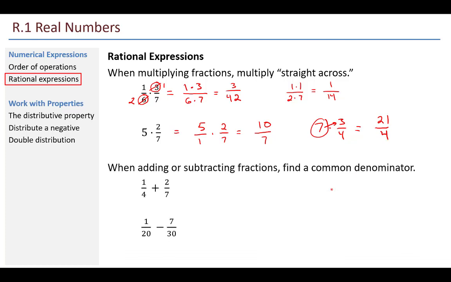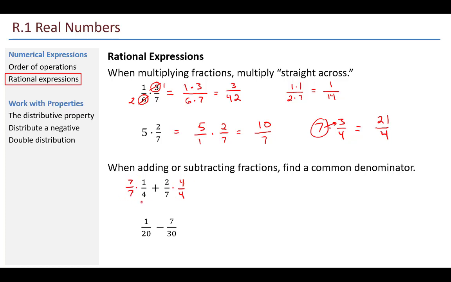Now, when adding or subtracting fractions, we have to find a common denominator. We need to find a denominator that is a multiple of both of those that are given to us. So what is a multiple of 4 and a multiple of 7? A good trick is this fraction that has 4 on the bottom, multiply it times 7 over 7. And the fraction with the 7 on the bottom, multiply times 4 over 4. That's guaranteed to give us a common denominator.